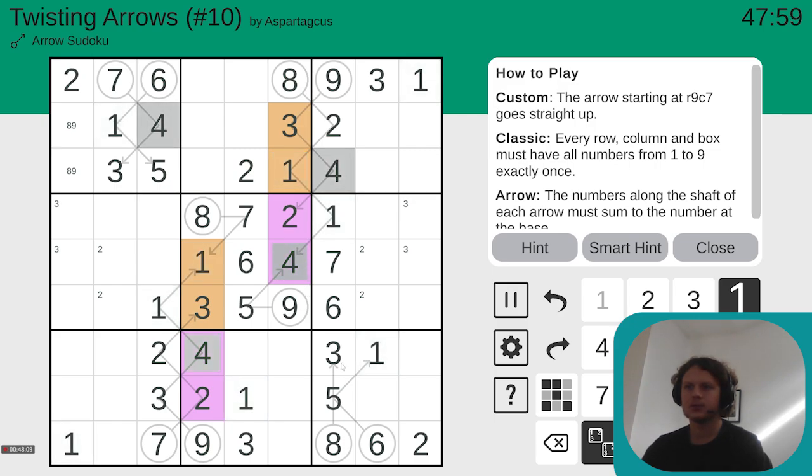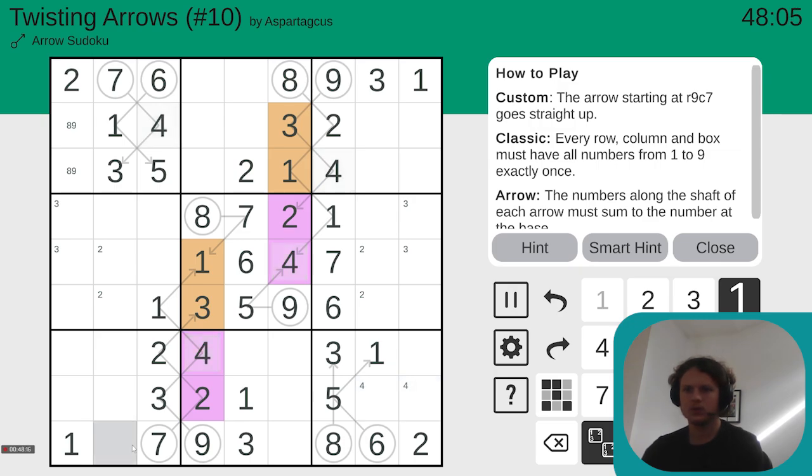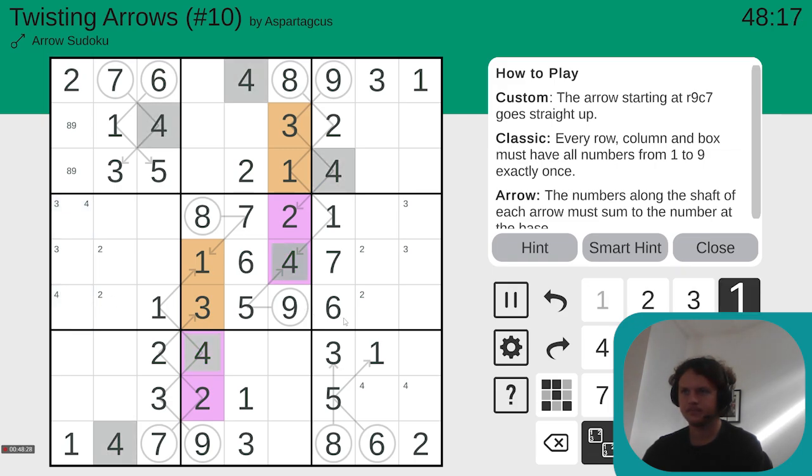Our 4s. We've got a 4 over here. Which means there's a 4 there. A 4 goes there. We have a 4 in here. And then we've got a 4, one of those, which I won't bother marking.